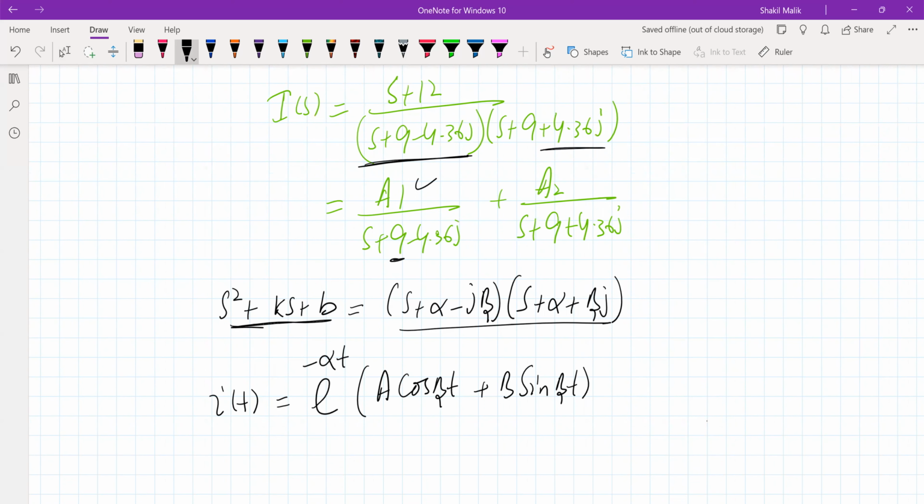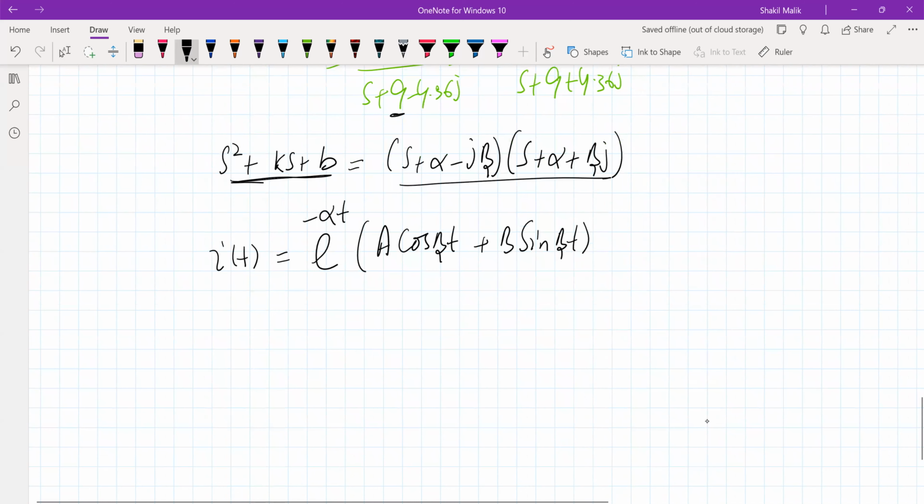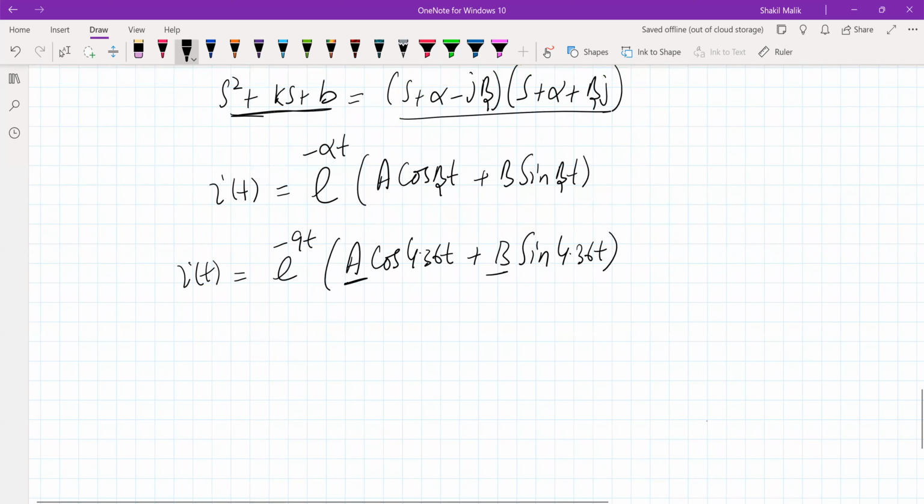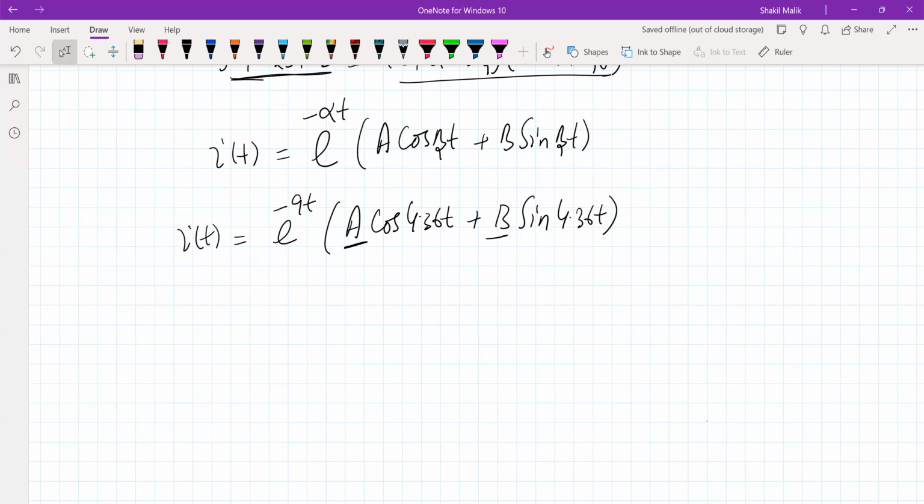You can check. So in other words, we can write I of t simply as e to the power of, instead of alpha, we have 9, A, we don't know what's the value of A, beta is 4.36t plus B sine, beta is again 4.36t. Now we don't know what's the value of A and B. Now, how do we get the value of A and B? We use initial conditions.